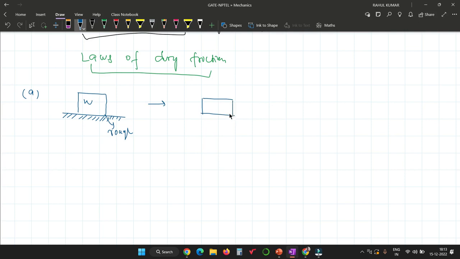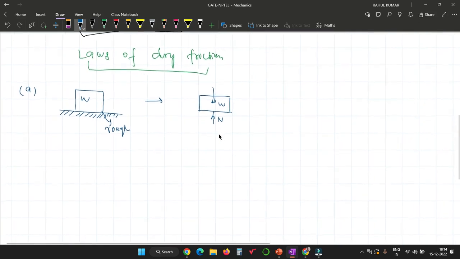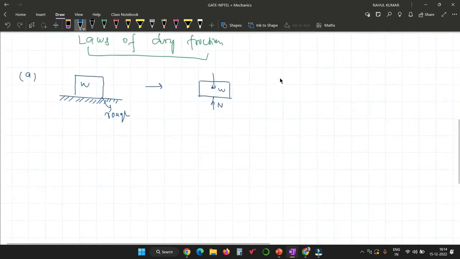It will not move because there is no horizontal force. You are not applying any horizontal force, and in the vertical direction the surface applies a normal reaction N, and the weight W of the block acts vertically downward and is balanced by the normal reaction. That's why the block is in equilibrium, so there is no motion. Now let's take another case.